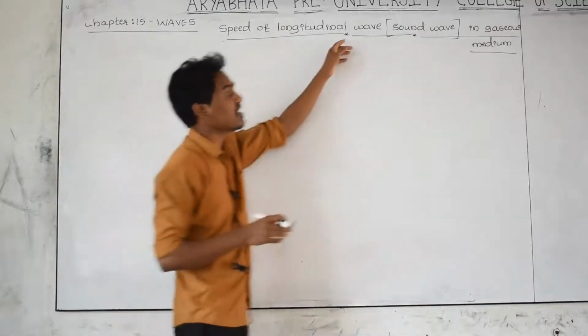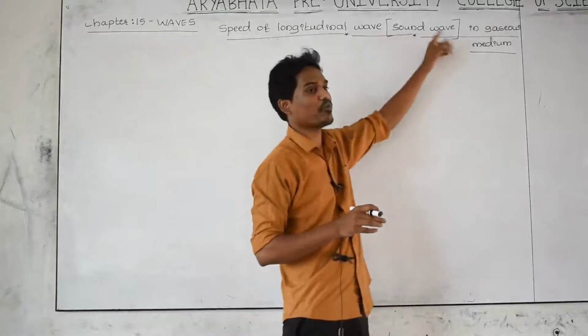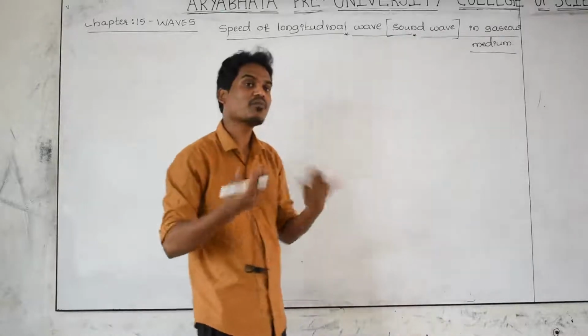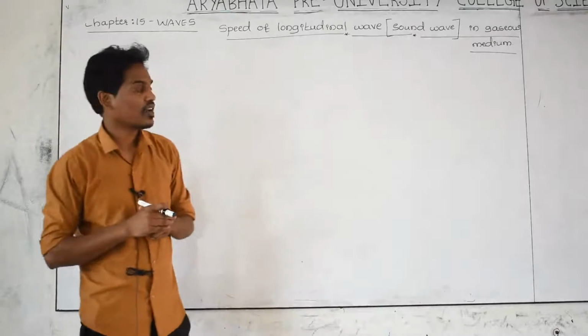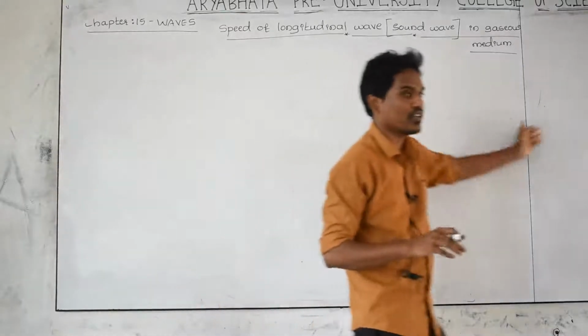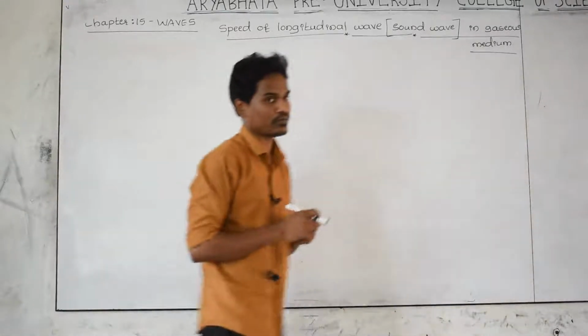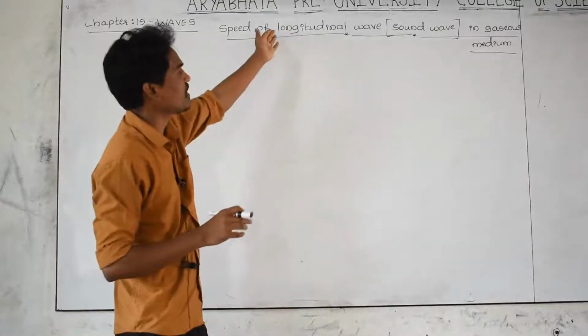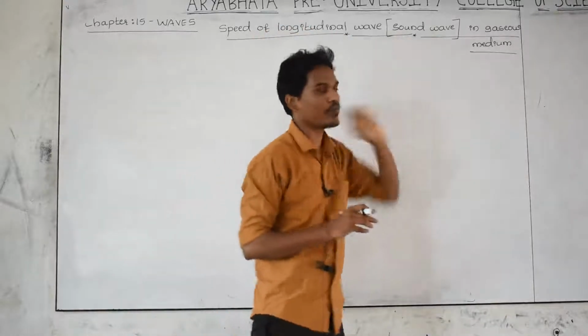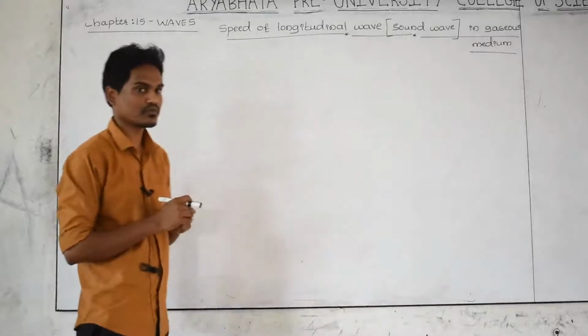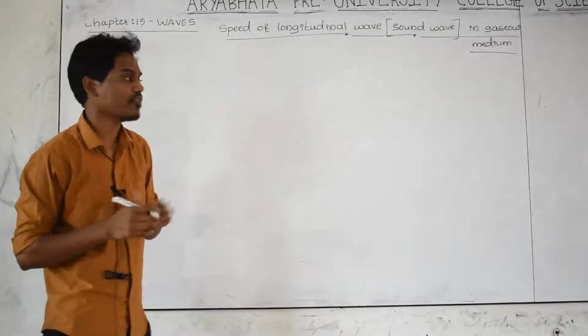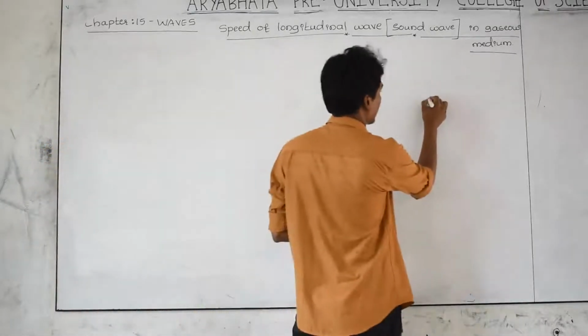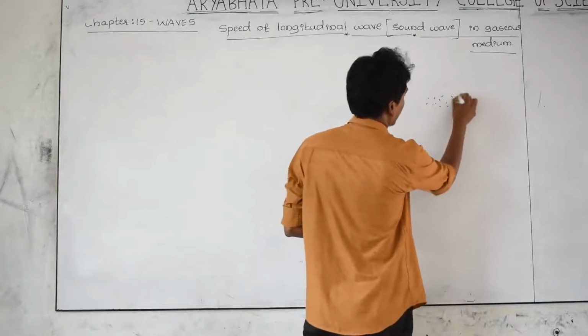For this derivation, I have taken an example of a sound wave. For example, sound wave is an example of a longitudinal wave, and the wave set up in the rope is an example of a transverse wave. I have taken the example of a sound wave in a gas medium for the derivation. Sound wave is a longitudinal wave. How come? These are all air particles.